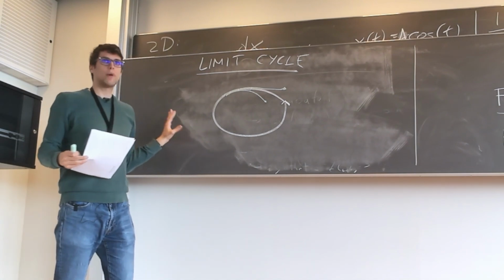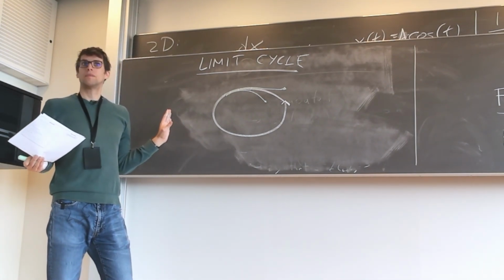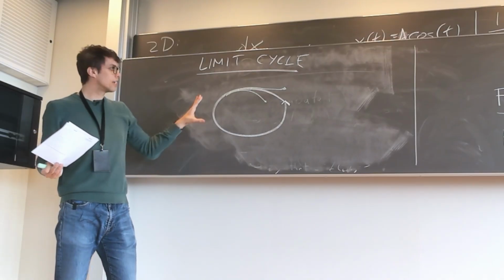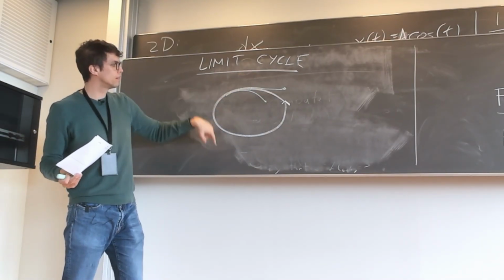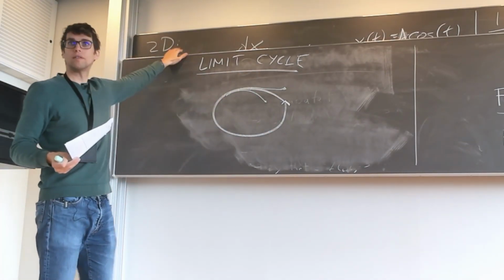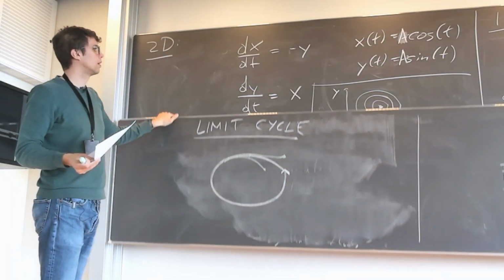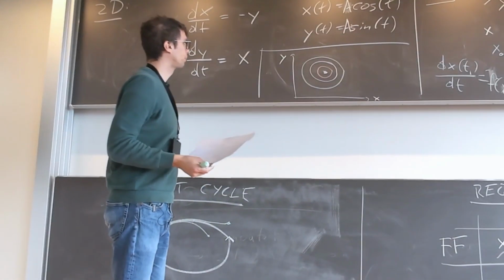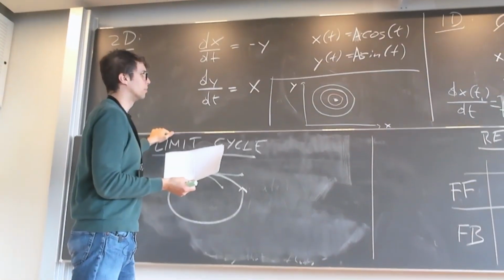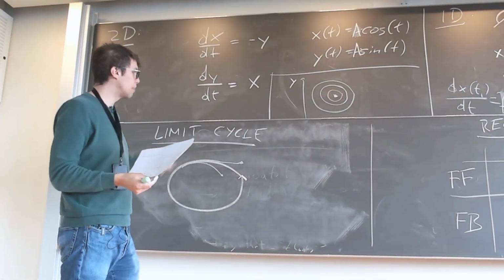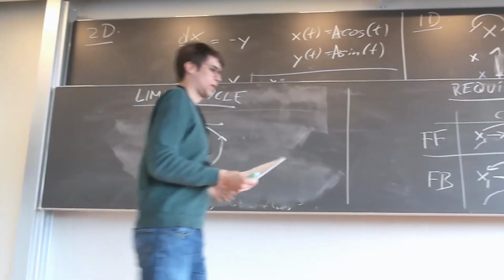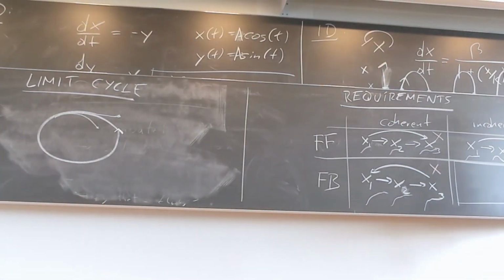Why is that something you might want? This is some sort of robustness. This has some inherent frequency, as opposed to our sines and cosines, which have a given amplitude which the limit cycle does not. Okay. And you can show actually.